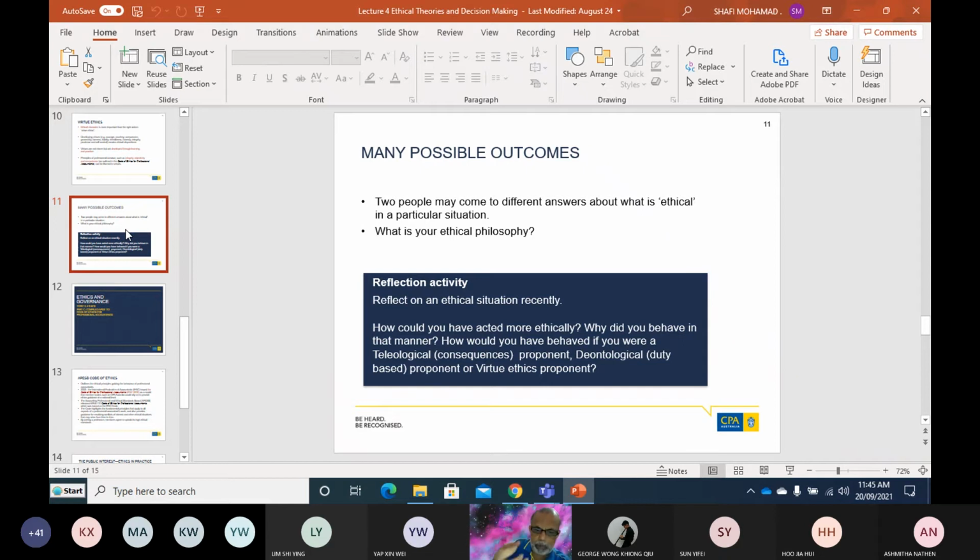If you believe in the teleological perspective, or the deontological perspective, or if you're a proponent of virtue ethics. So this is something personal to you. This is a reflection activity, something that you encountered recently, and based on your experience, if you believed in one of these theories or philosophies, how would you have acted differently? So that's the first reflection activity.